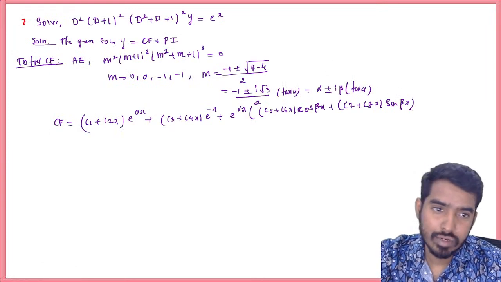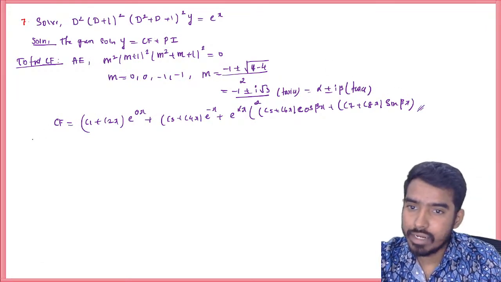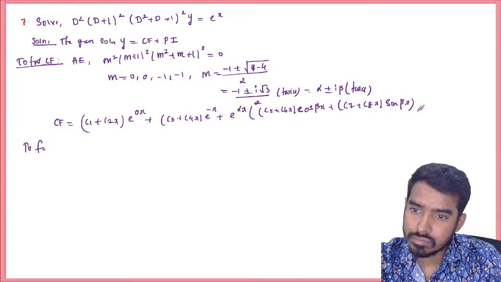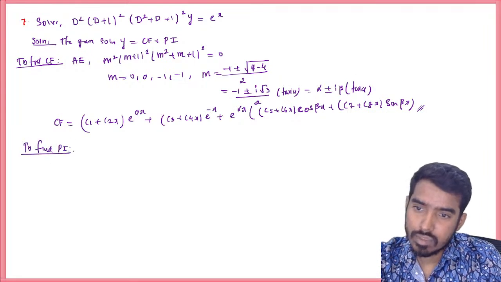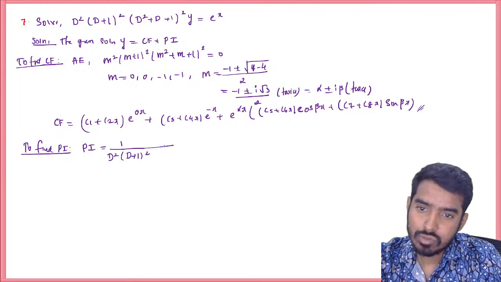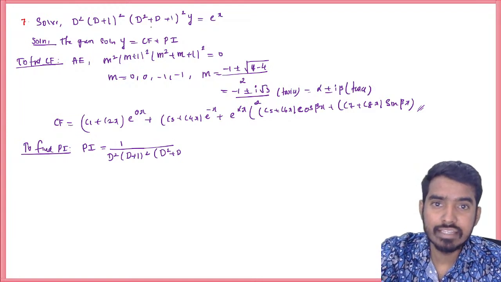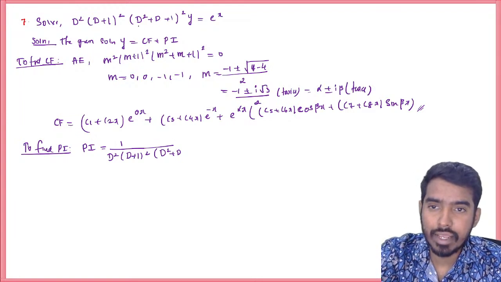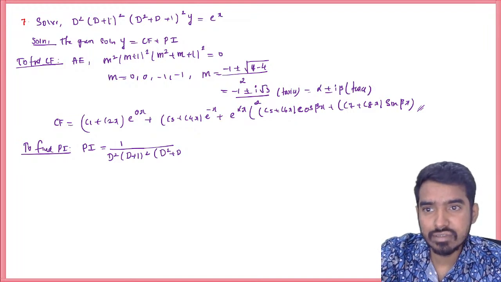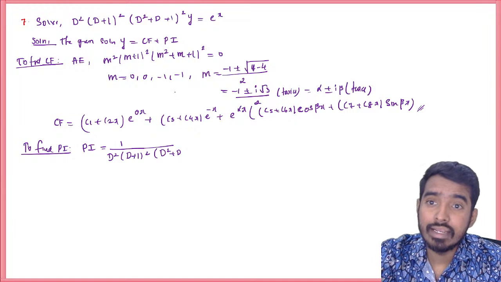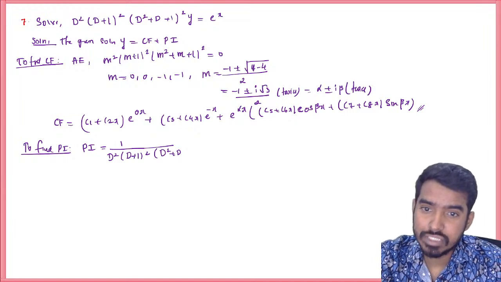This is your CF now, right? This is your CF. Now to find PI, PI is 1 divided by D square, D plus 1 whole square, D square. This is the 8th order, right? It is not 6th because we have whole square here. So we'll have D power 4 into D square is D power 6. D power 8 is the 8th order linear differential equation with constant coefficients.